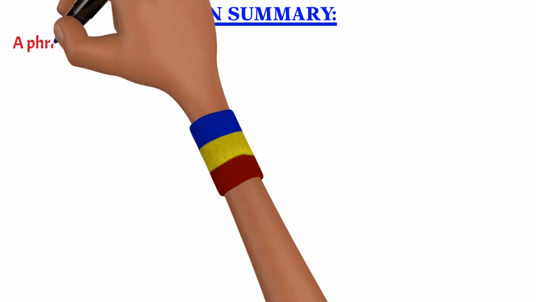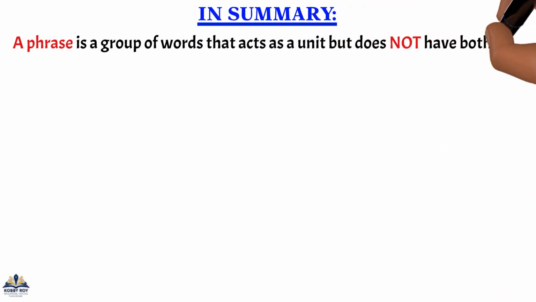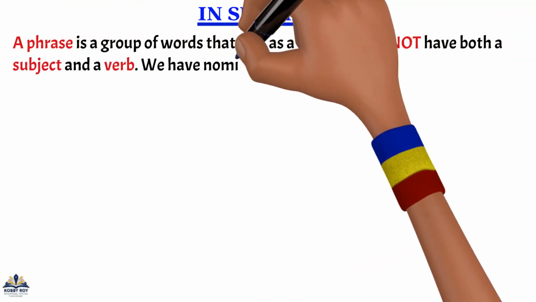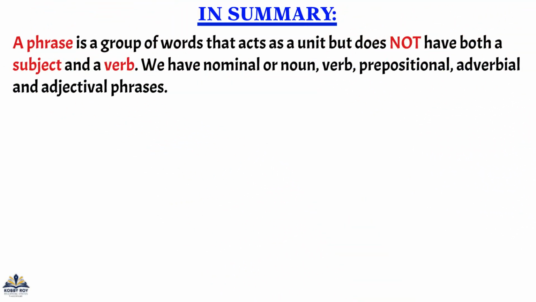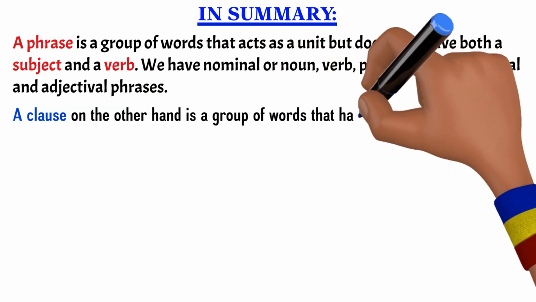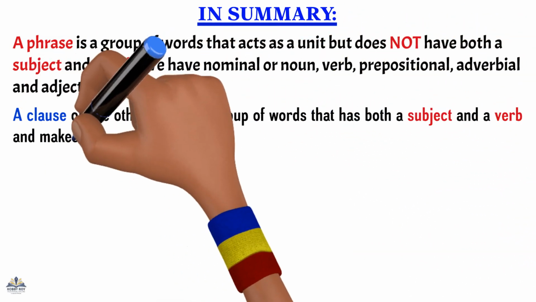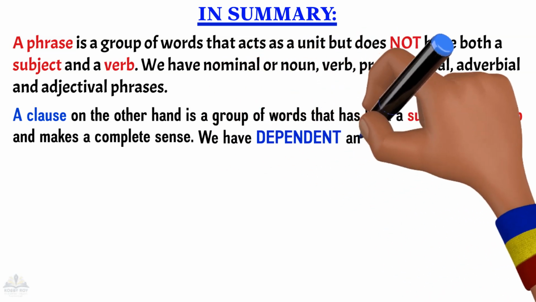A phrase is a group of words that acts as a unit but does not have both a subject and a verb. We have nominal or noun, verb, prepositional, adverbial, and adjectival phrases. A clause, on the other hand, is a group of words that has both a subject and a verb and makes sense. We have dependent and independent clauses.